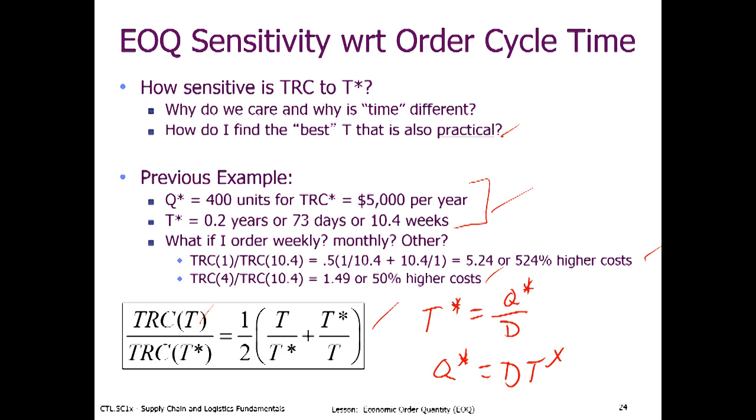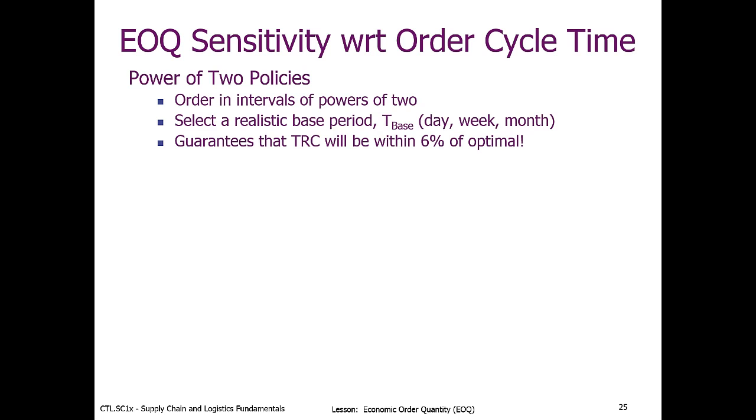And what we want to do here is use something called the power of two policies. This is a very clever heuristic, and essentially what we're going to do is pick a base time period, whether it's a day, a week, or a month, and I'm only going to order in powers of 2 of that. And so powers of 2: 2 to the 0th, 2 to the 1st, 2 to the 2nd of whether it's a day, a week, or a month. The nice thing about this, it sounds a little strange, but it guarantees that the total relevant cost will be within 6% of optimal. That's pretty amazing.